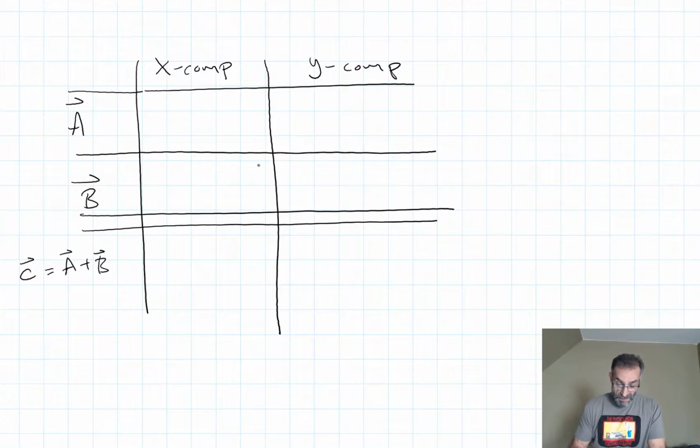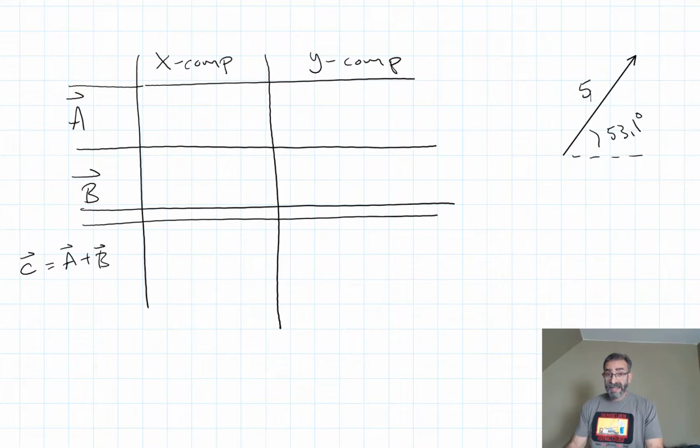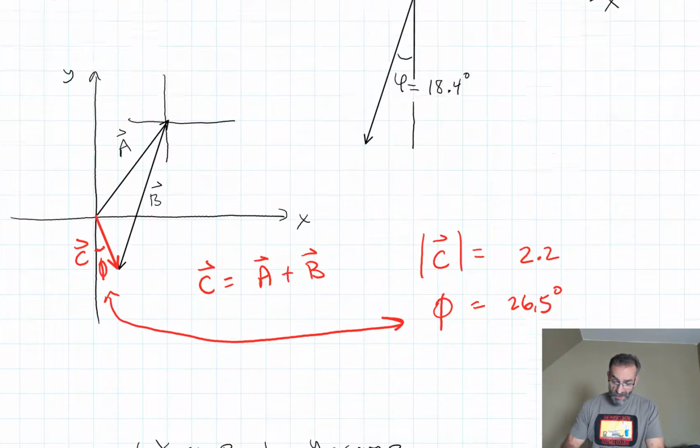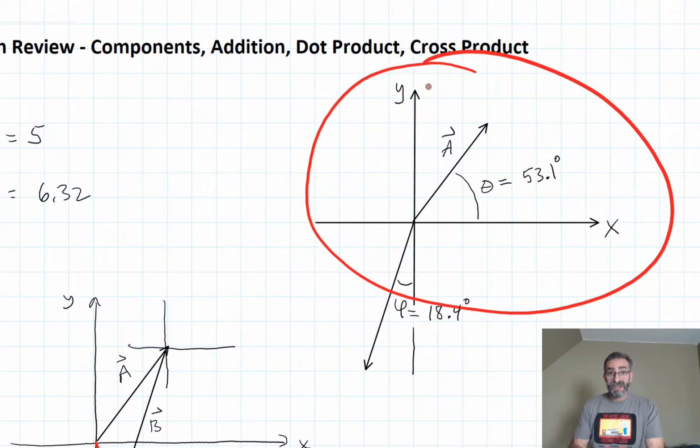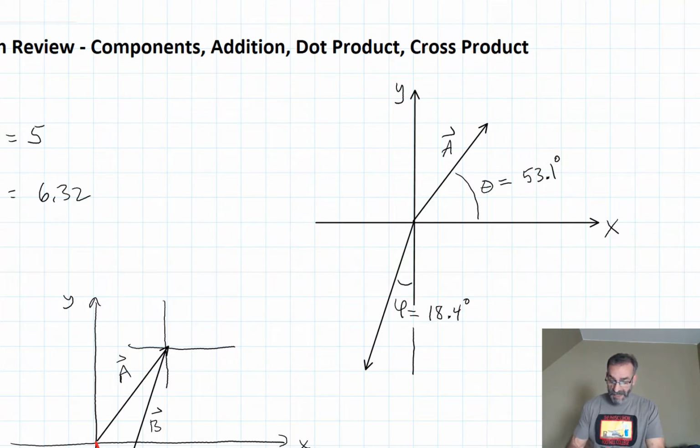So I like to fill this table in. First, let's take a look at vector A. Vector A had a magnitude of 5, and it was at an angle with respect to the x-axis of 53.1. If this is a physics problem, you can pick your coordinate system at this point. But in this case, we were given an xy coordinate system, so we'll go with that. Our x-axis is our horizontal axis, positive to the right. Our y-axis is the vertical axis, positive towards the top of the page.